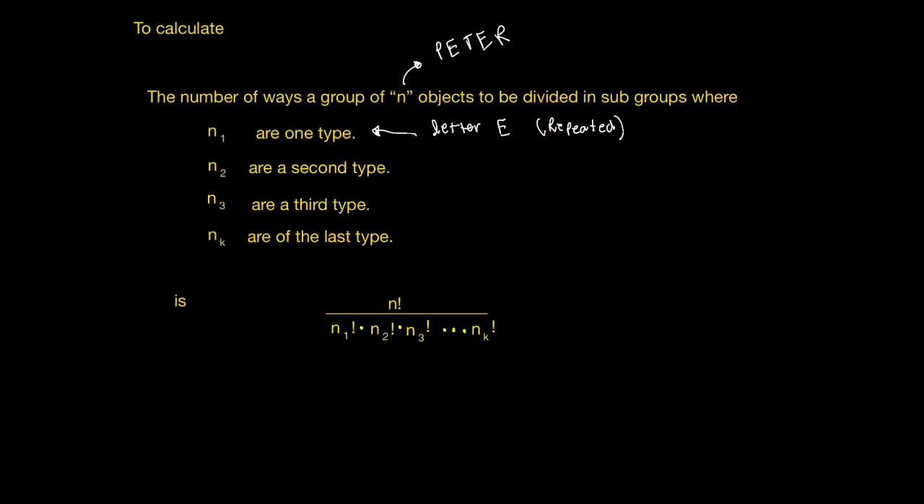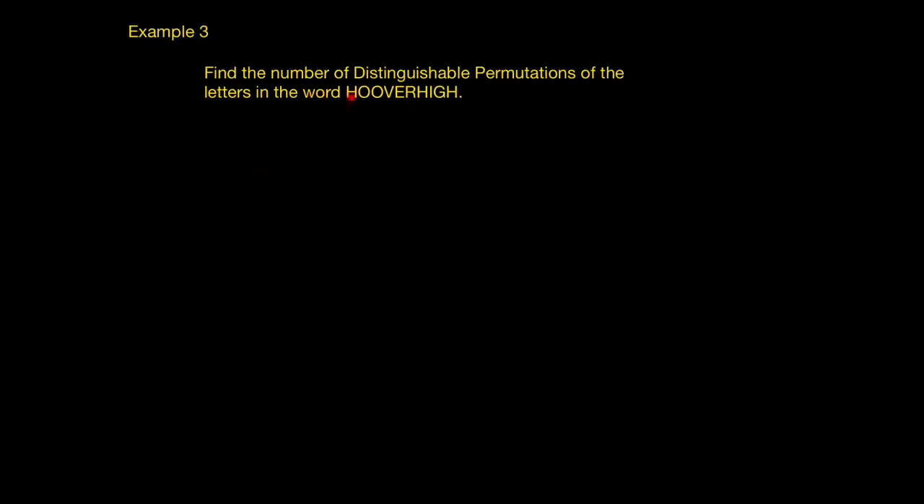So let's try some examples. And I know the formula may look a little bit complicated, but I promise you that it's very easy to use. So let's go ahead and use it with this example right here, example 3. Find the number of distinguishable permutations of the letters in the word Hoover High. So we're going to count the number of letters. So we have 1, 2, 3, 4, 5, 6, 7, 8, 9, 10. We have 10 letters, so we know that we have 10 factorial rearrangements of these letters right there, Hoover High.